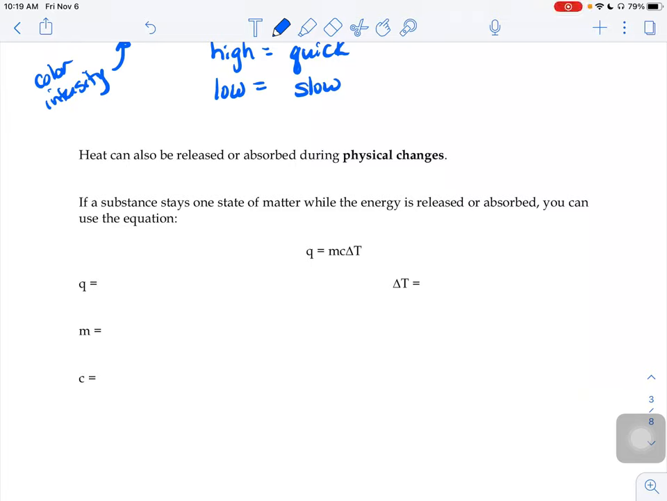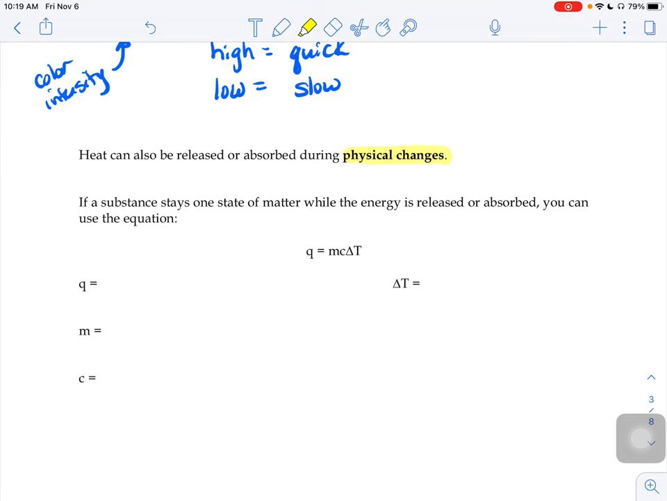So we've been looking at heat that can be gained or lost during chemical changes, when one chemical changes into another chemical. And now we're going to look at heat being absorbed or released during physical changes. So in other words, it doesn't change into another chemical. It stays one chemical the whole time, but the temperature of that particular substance might be changing.